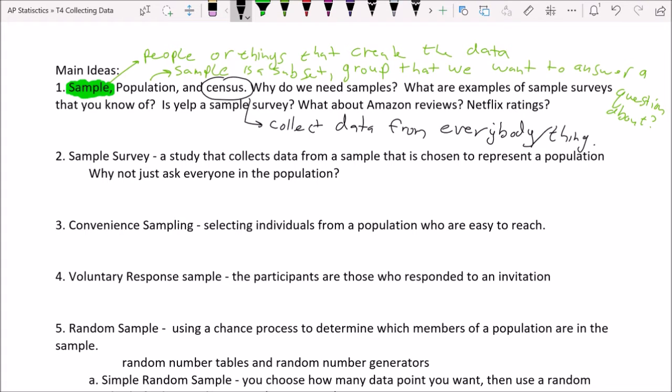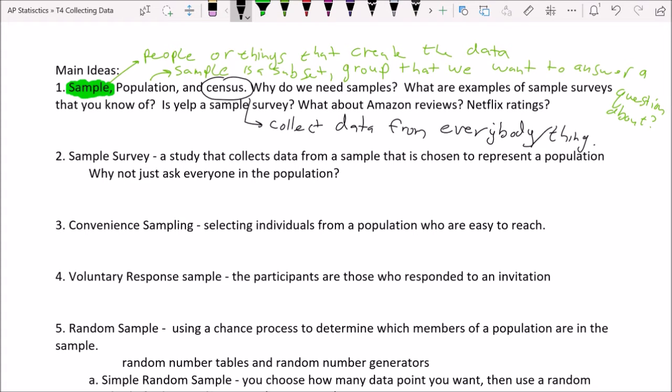Okay, so on to number two. A sample survey is just a study that collects data, okay, and we choose it from a sample, not from the census. That sample is said to be representative of a population. And we already talked about why not ask everybody. It's not always money, but a lot of times it's money, time, amount of effort, or potentially harm to a resource.